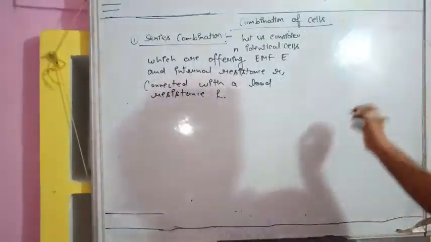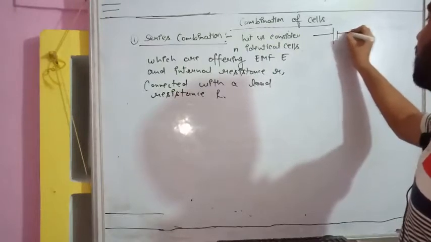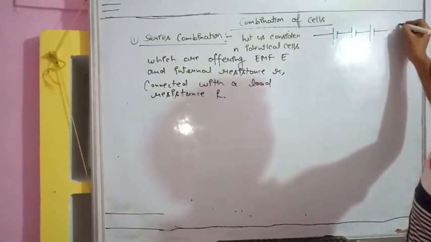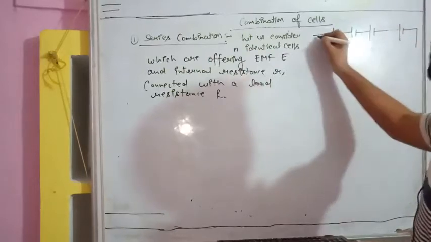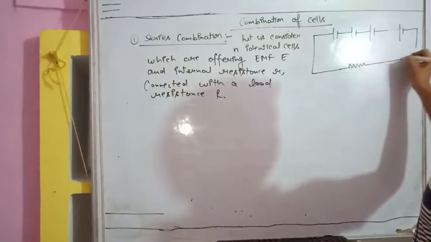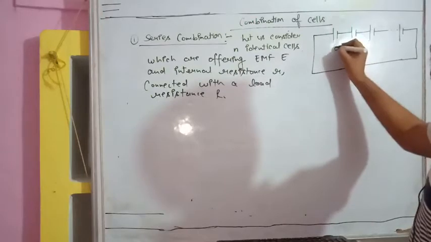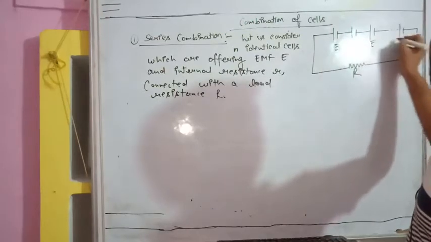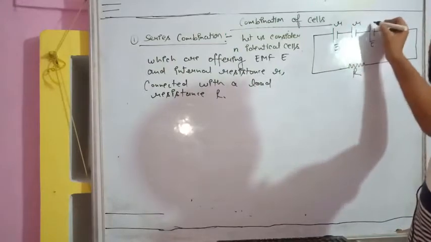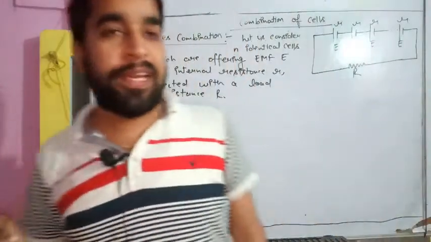So students, this is how the circuit will be. There are n identical cells, 1 cell, 2 cell, 3 cell. How many cells? There are n cells. This is how they are connected in series, one end to another end, and there is the load resistor R. The EMF of each one will be E as all are identical. The internal resistance offered by each is going to be r. So this is how we have connected.